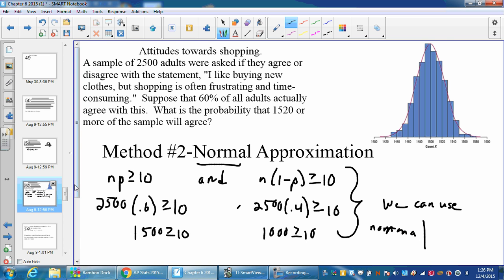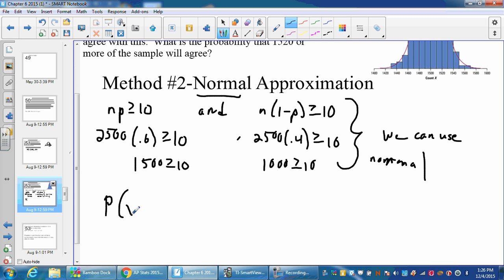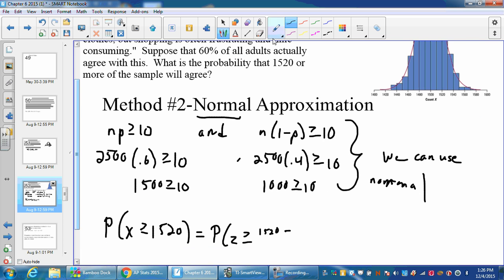My screen's not writing. All right, so we want to find 1,520 or more. So we want to find the probability x is greater than or equal to 1,520. Now, we want to convert that to a z-score. 1,520 minus the mean. We don't have a mean in the problem, but we did find out in our last video that we could find the mean by taking our number, 2,500, and multiplying it by our success probability, which we've already got to be 1,500.